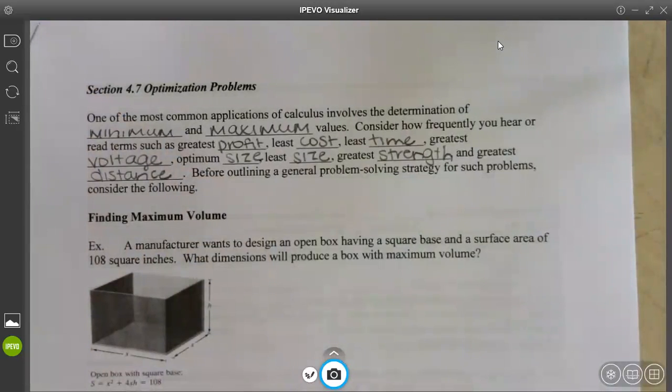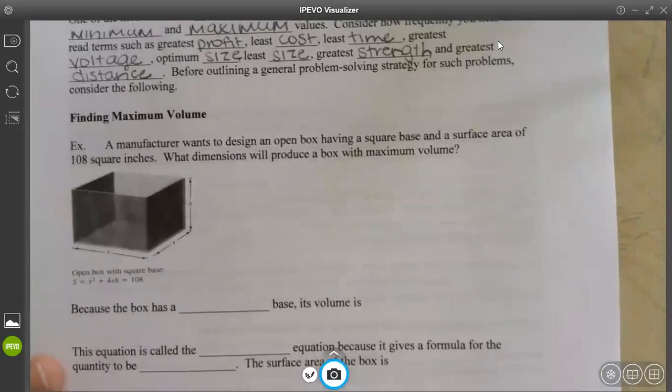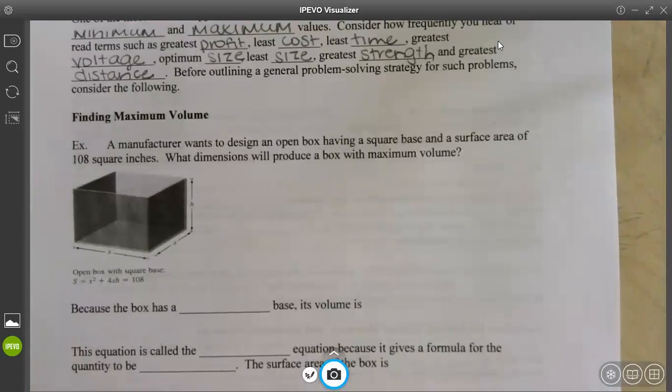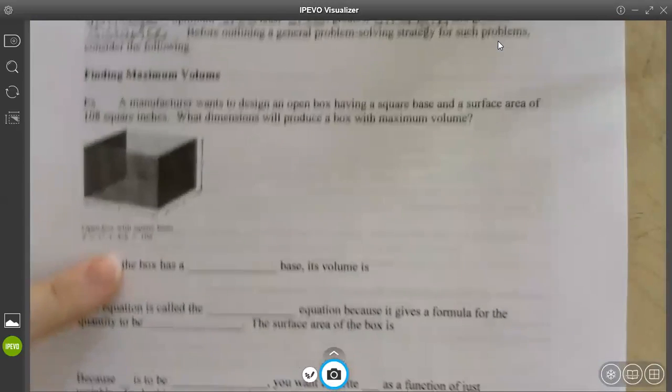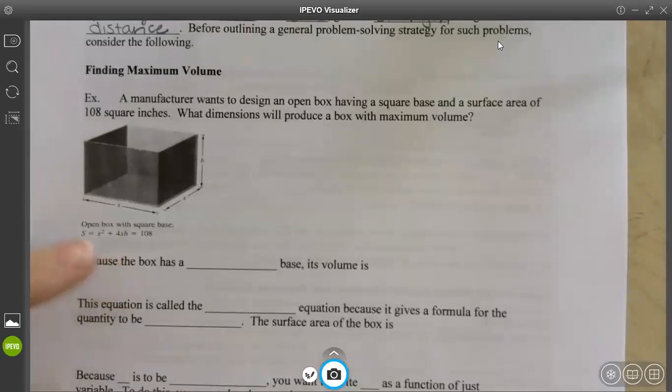All right. So before outlining a general problem solving strategy for such problems, consider the following. Maximum volume: a manufacturer wants to design an open box having a square base and a surface area of 108 square inches. What dimensions will produce a box with the maximum volume? Then it shows you your open box with your side lengths and your height, and then it gives you your surface area.